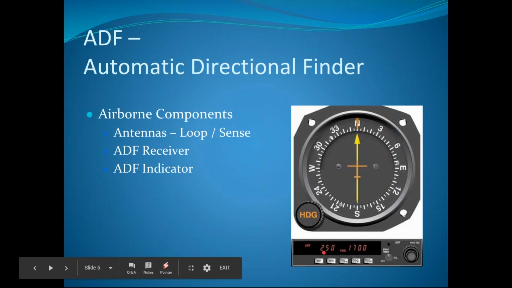Yeah, so that's the receiver. As you can see, the pilot can turn this knob right here. They can turn that knob, tune in the frequency of the NDB, and then they can use this indicator to help them navigate to and from the station.